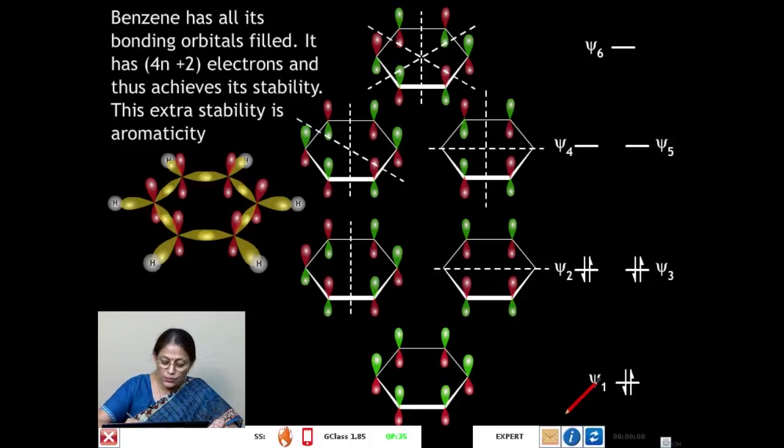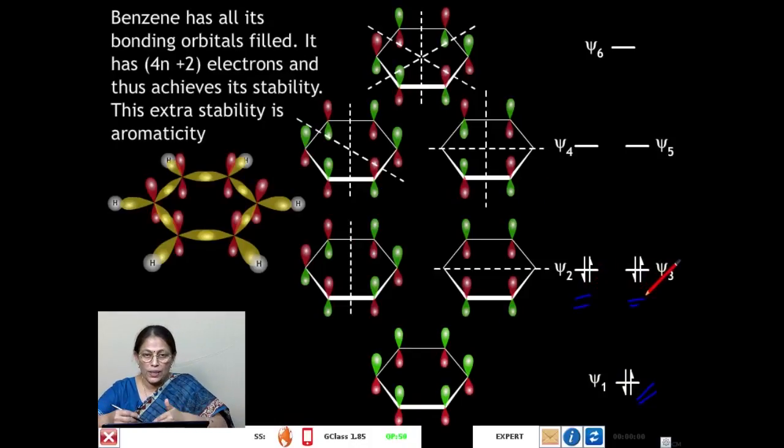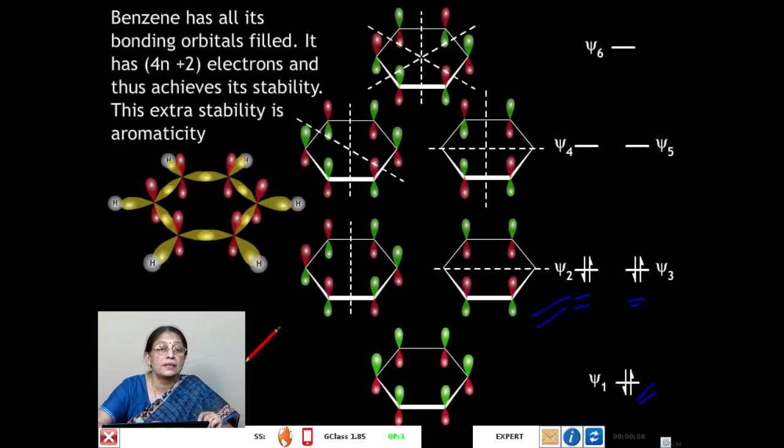Now, the question comes, where is this 4n plus 2 coming from? The 2 is common for all aromatic compounds, and the 4n comes from sets of 4 electrons, and how many such sets are there gives 4n plus 2. So, in the case of benzene, there is only one set. So, n is equal to 1. Therefore, there are 6 pi electrons.